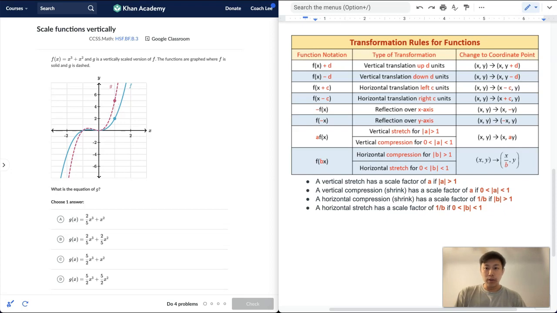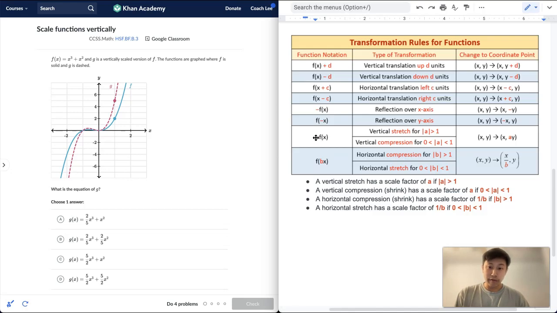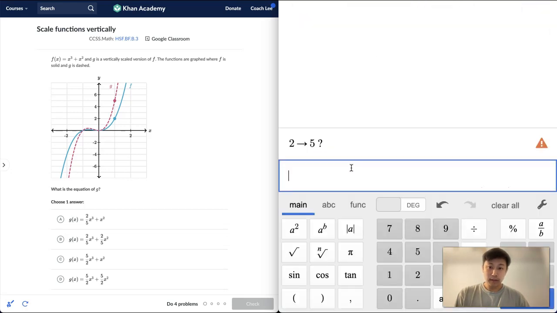I'll open up a scientific calculator here just to make some notes. We want to figure out how to get from 2 to 5 as a multiplier. That's my question. I'll just write that, 2 to 5. The multiplier, we can use the variable a. We're trying to figure out what this a value is. So we can think of it as 2 times some number, which we'll call a, that'll equal 5. I trust you know how to solve a one-step equation.